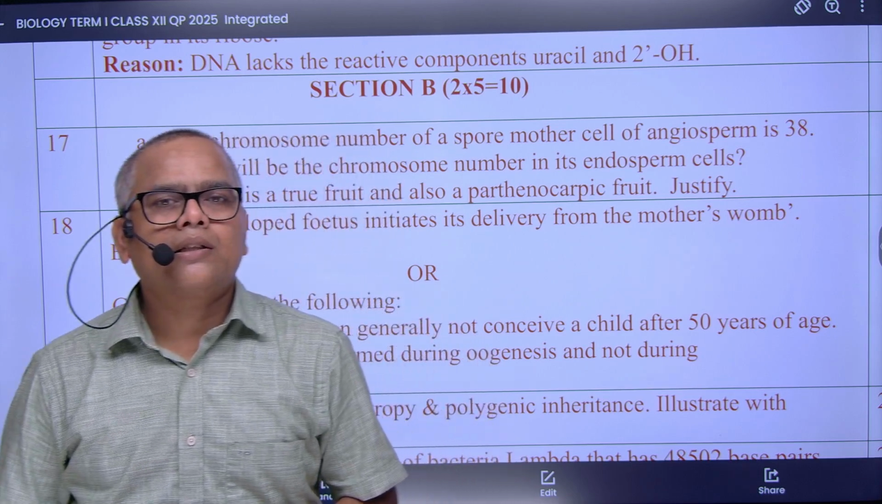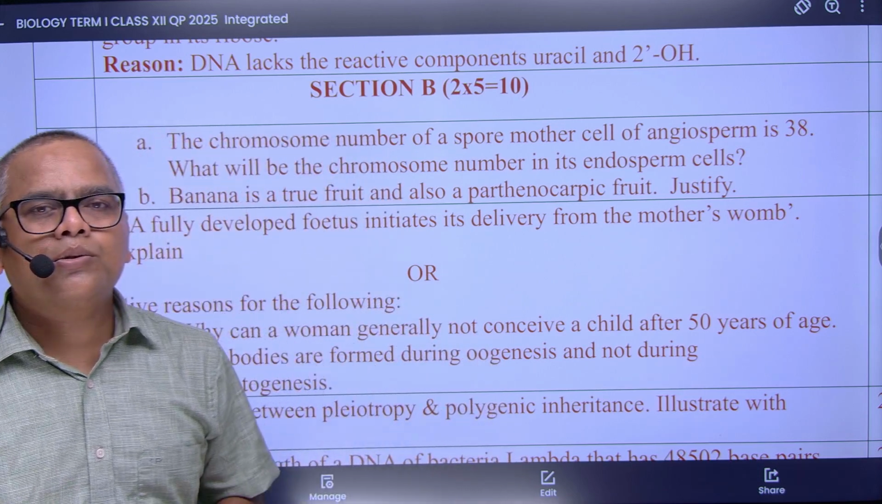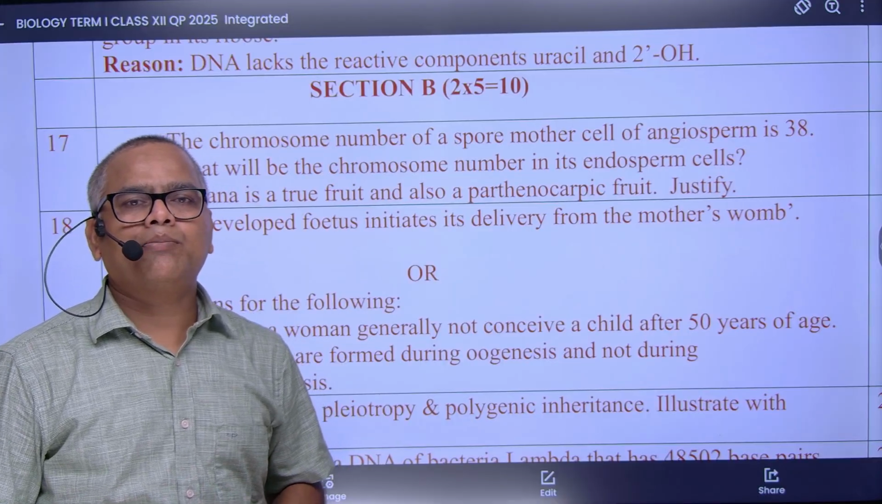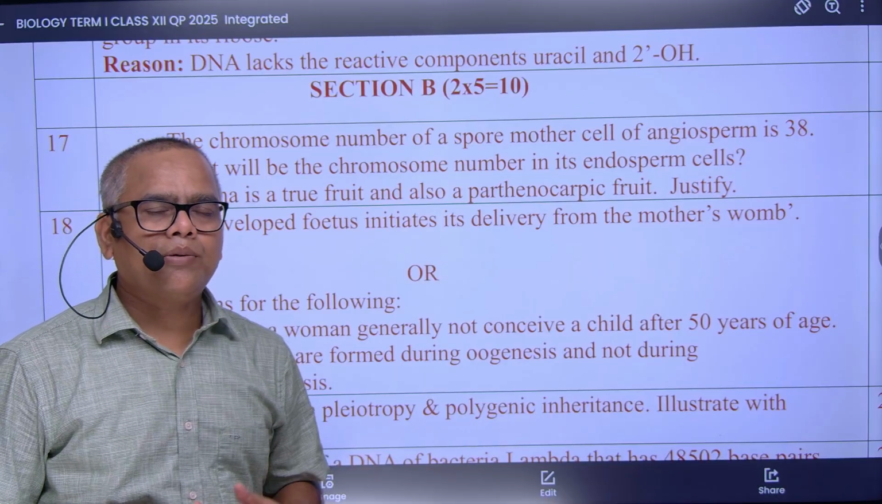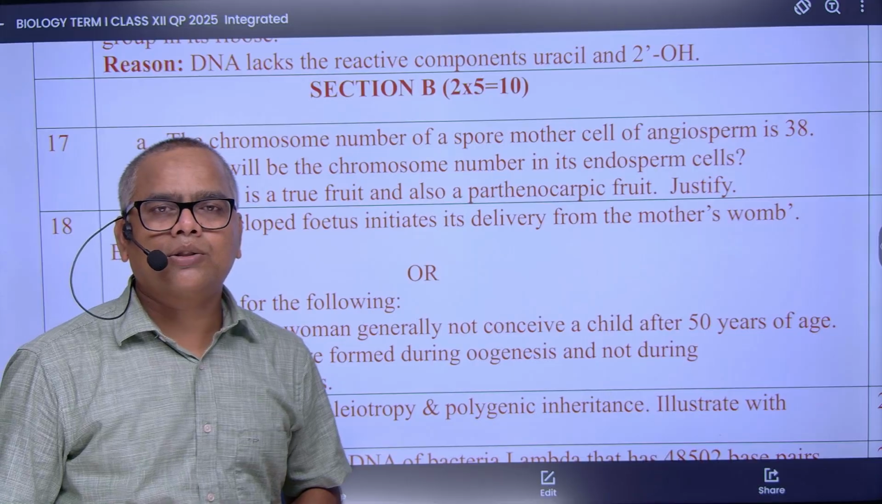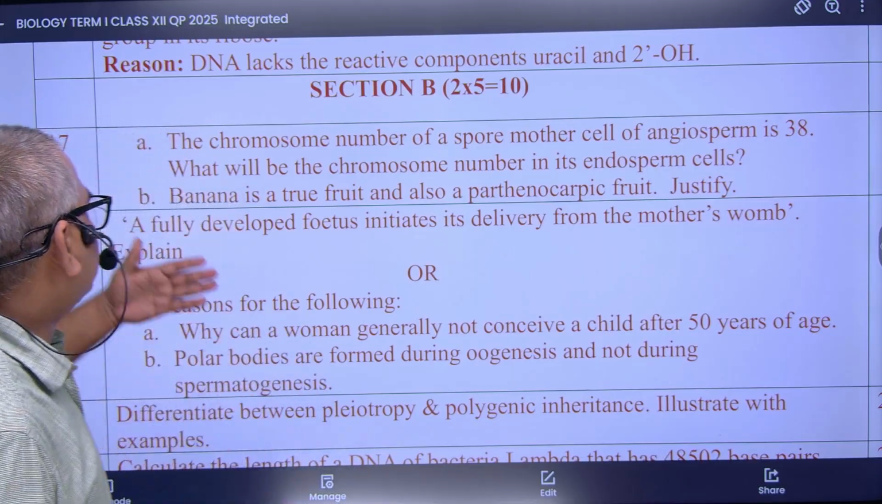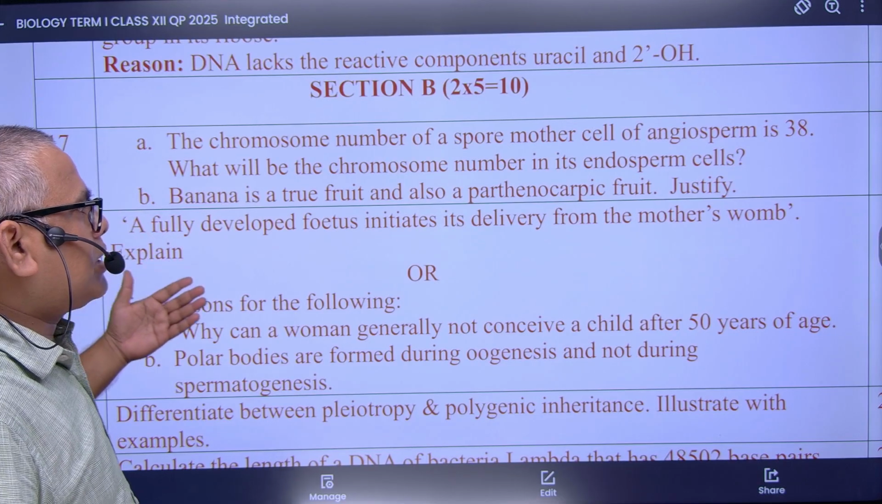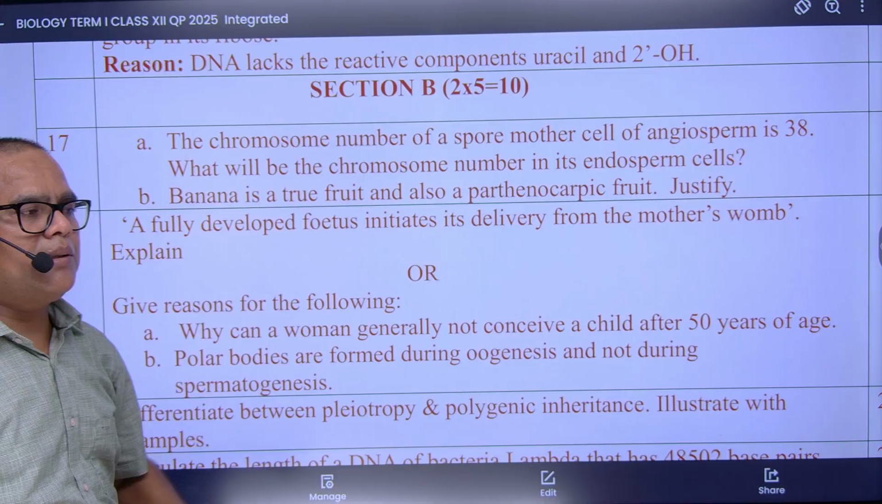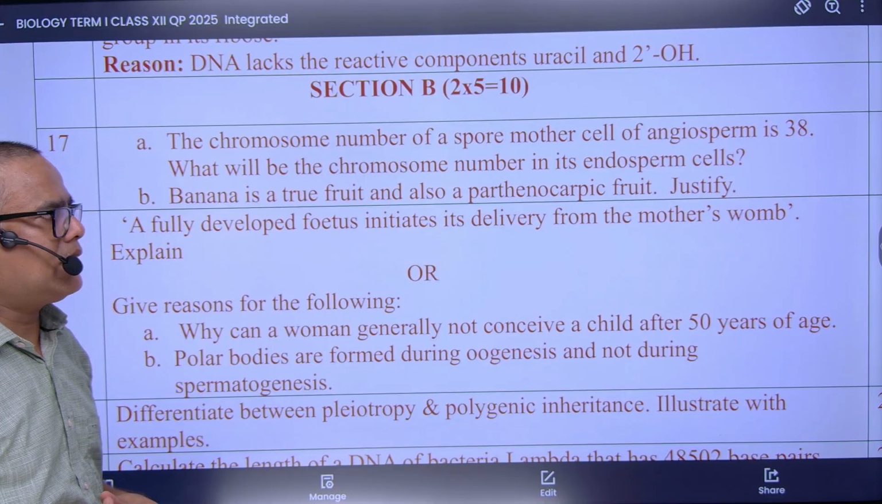Hello students. Today we are going to do the solution of the class 12 science biology question paper, the question paper which came in the term 1 exam for the integrated section of class 12. The first 16 questions were the objective type, so I am coming directly to section B, which carries questions of 2 marks each.